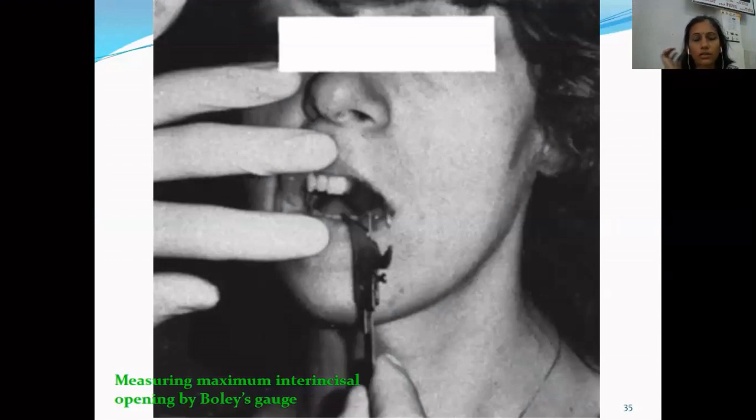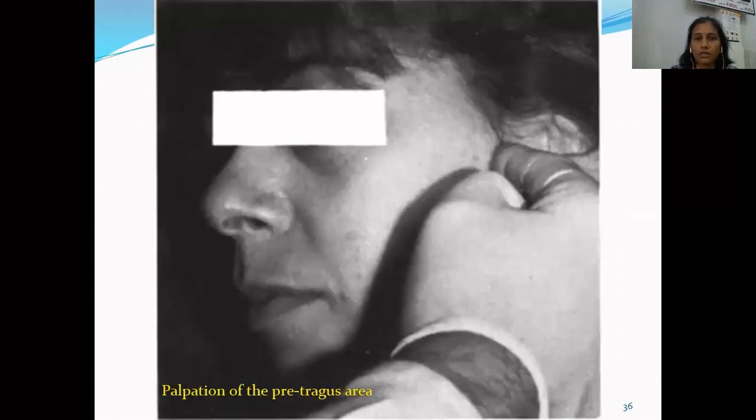So before examining the movements of the TMJ, first you evaluate the mouth opening. First you measure the interincisal opening by using a Boley gauge, or you can also use a divider and scale. While measuring, the mouth opening should be measured from the incisal edge of the upper anterior teeth to the incisal edge of the lower anterior teeth. The normal mouth opening usually ranges from 35 to 45 millimeters. Once you confirm the mouth opening is normal, then you start examining the TMJ.